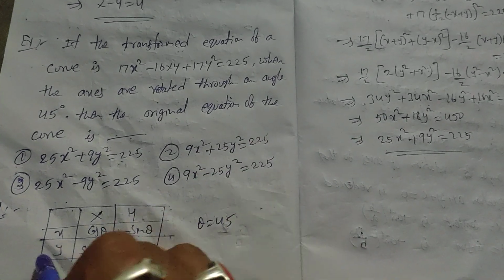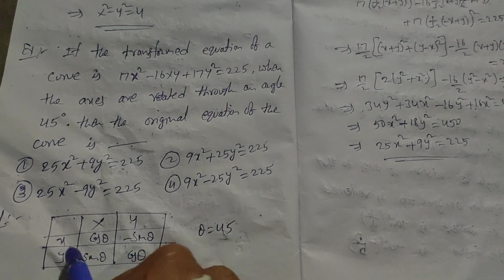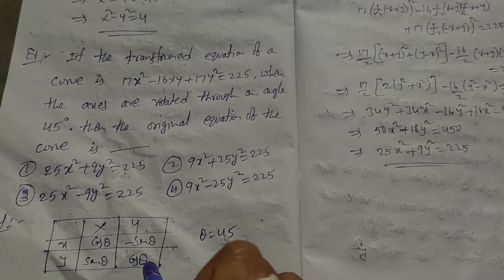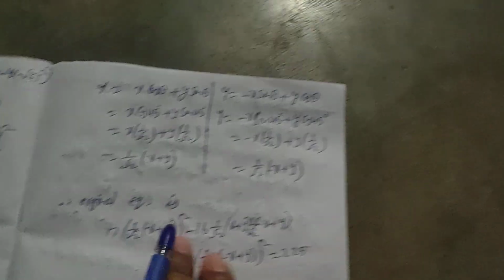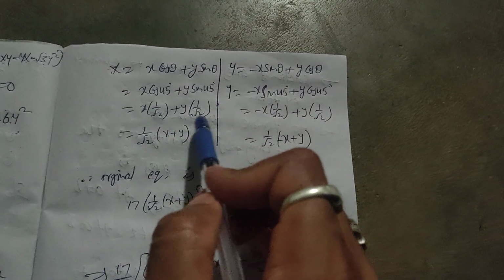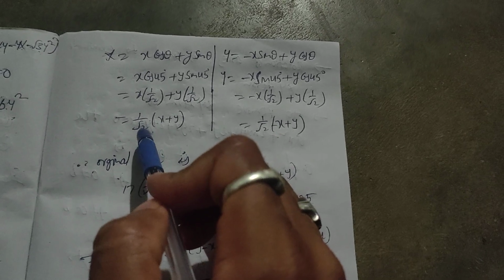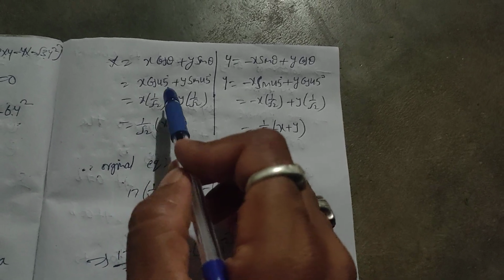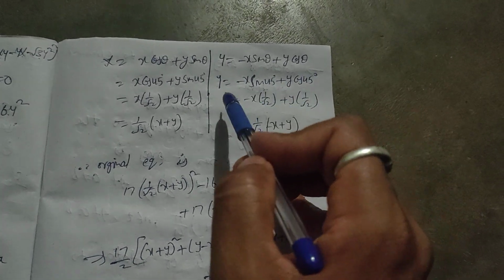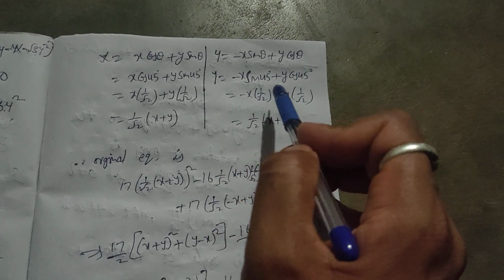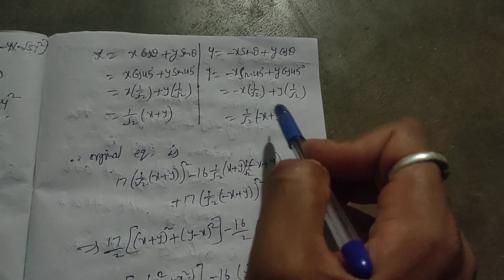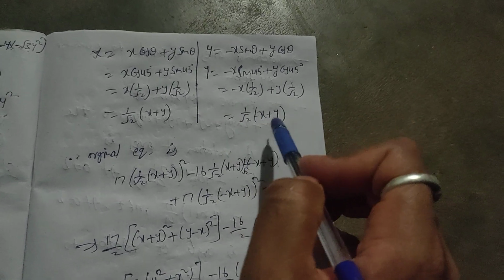So, from the same table, you write capital X = x cos θ + y sin θ, capital Y = −x sin θ + y cos θ. Here θ = 45 degrees. Substitute here. So X = x cos 45 + y sin 45, that is x into 1/√2 plus y into 1/√2. If you take 1/√2 common, (x + y)/√2, because cos 45 degrees is equal to 1/√2. Similarly, Y = −x sin θ + y cos θ, so Y = −x sin 45 + y cos 45, that is −x into 1/√2 plus y into 1/√2. If you take 1/√2 common, then we have (−x + y)/√2.